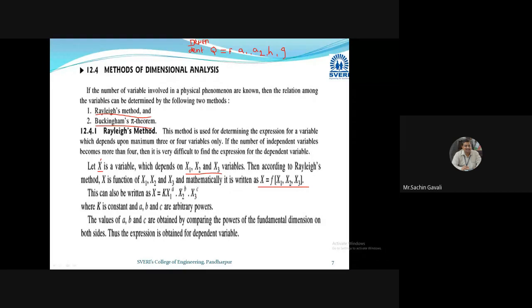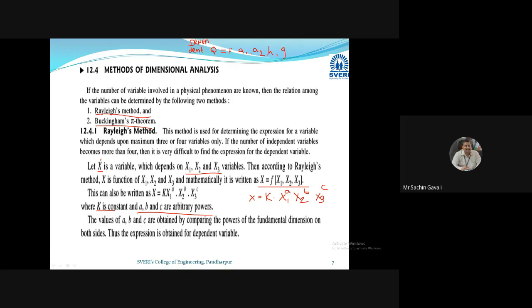Everybody getting? So x depends on x1, x2, x3. Then according to Rayleigh's method, x can be written as a function of x1, x2 and x3. Then x is equal to k, where k is a constant, into x1 raised to a, into x2 raised to b and x3 raised to c. If a fourth variable is there, x4 raised to d, where k is a constant and a, b, c are arbitrary powers.